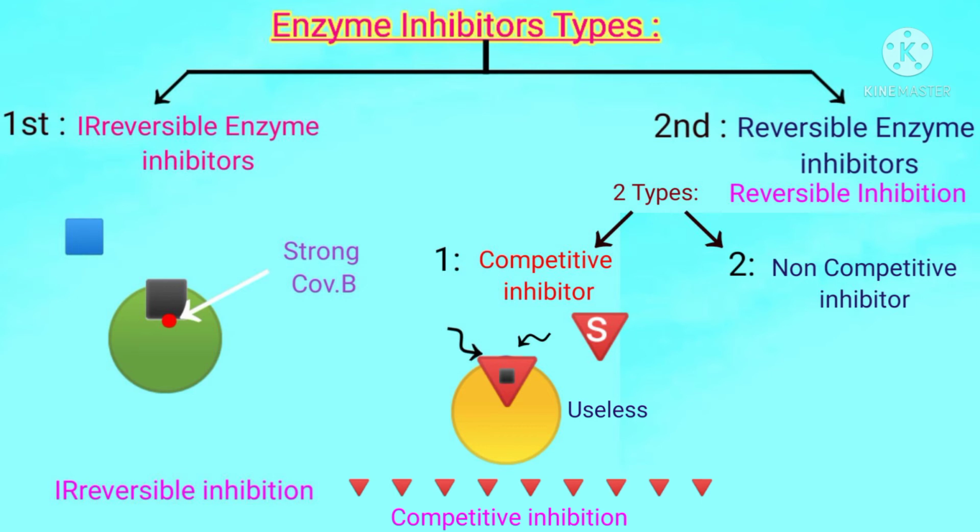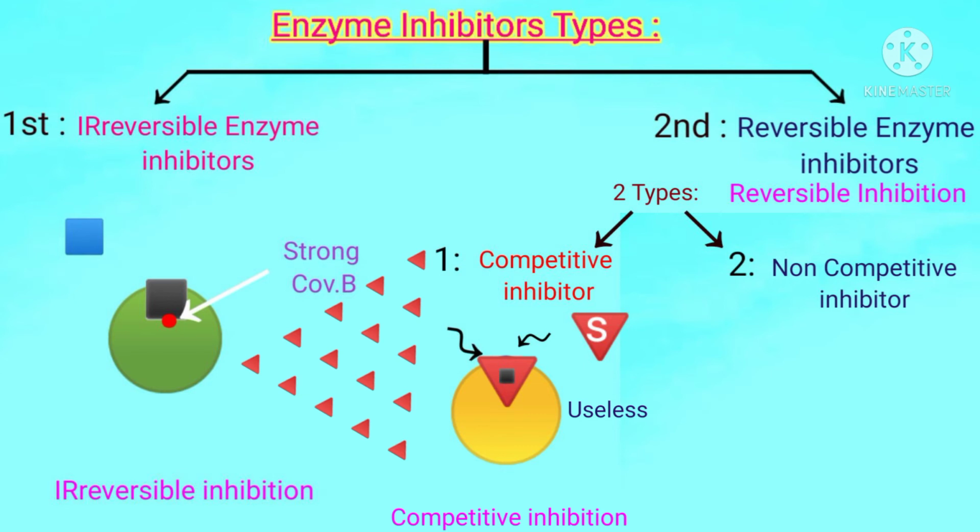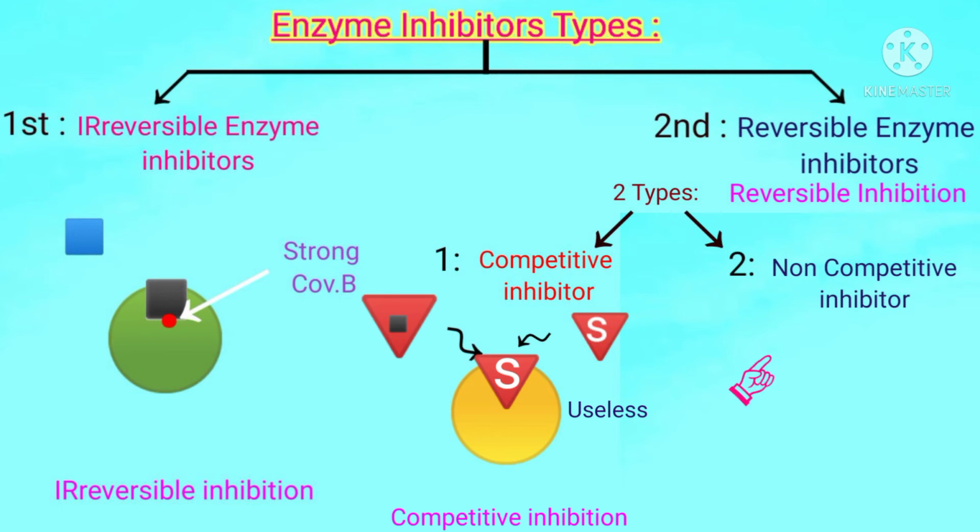So when we provide an abundant amount of substrate near the enzyme, then the inhibitor will be released from the enzyme and the chance becomes greater for the substrate to attach to the active site. Students, next we study the non-competitive inhibitor.